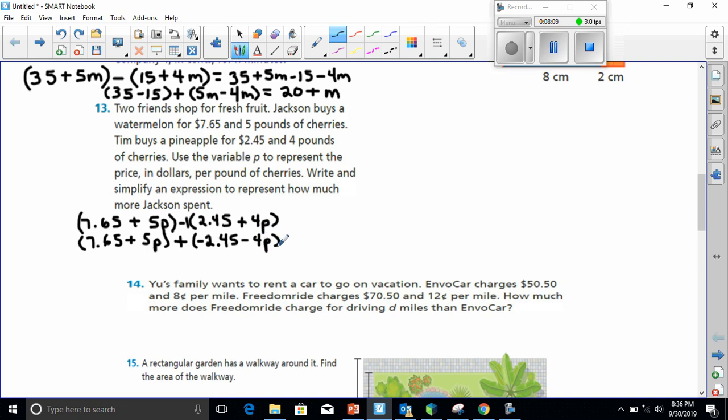And now we can go ahead and mix our numbers up since we're adding everywhere. And we could turn this into 7.65, and we're subtracting our like term 2.45.